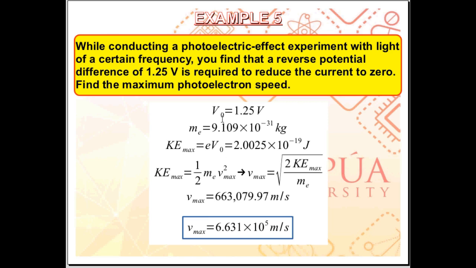Using e and V naught, we are able to calculate the maximum kinetic energy of the photoelectrons, 2.0025 times 10 to the negative 19 joules. Kinetic energy is just equal to 1/2 mv squared. Knowing the kinetic energy, we are able to calculate the maximum photoelectron speed, 6.631 times 10 to the 5th power meters per second.